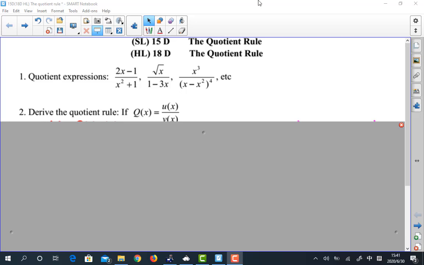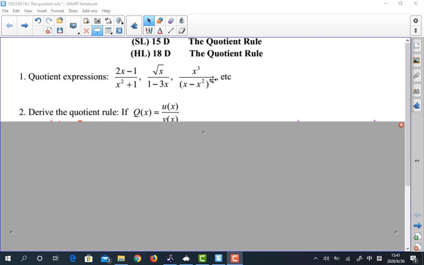We learned the product rule in the preceding lesson. Then how about a quotient function? So if a function is a rational function or is a quotient of two functions, what will be its derivative? So let's look at the quotient expressions, like 2x minus 1 over x squared plus 1, square root of x over 1 minus 3x, x cubed over x minus x squared, brackets to the power 4. When we have such a function, how can we find its derivative?